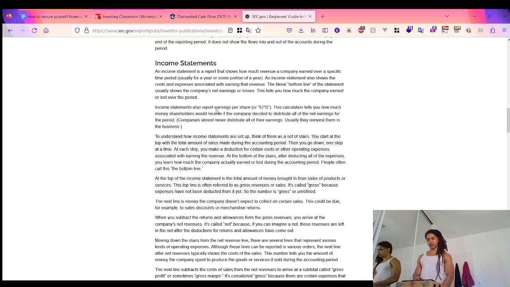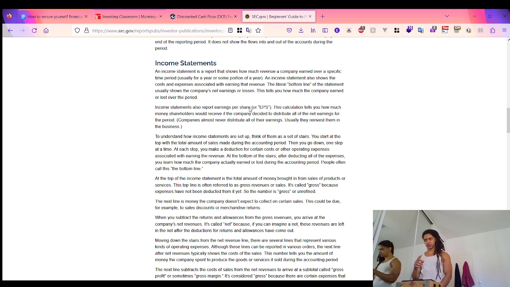So income statements also report earnings per share. Interesting, because the income statement not only shows you how much revenue a company made and the costs and expenses associated with earning that revenue, but also shows the earnings per share.